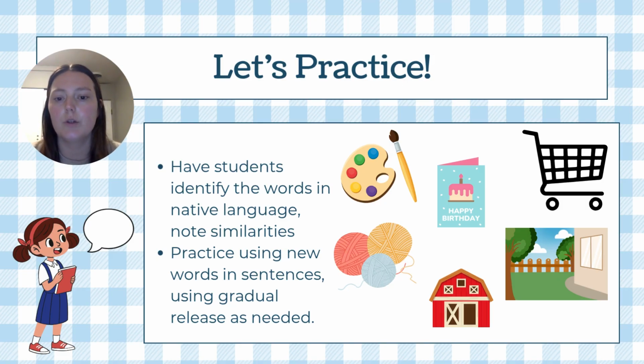Now this is important to note, using gradual release with this. Maybe your student is at the point where they can come up with a sentence on their own, and that's great. If they're not, I would come up with a sentence and have them repeat after me. And then maybe they can use a sentence stem to create their own sentence after that. So just know where your student's at in that skill set with sentence forming and plan that accordingly.